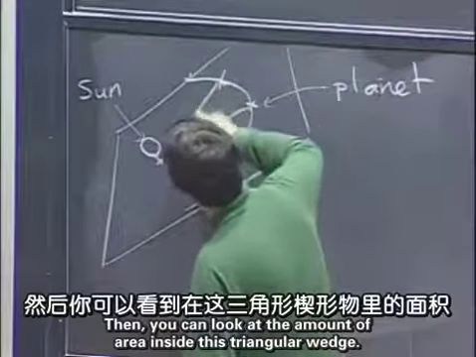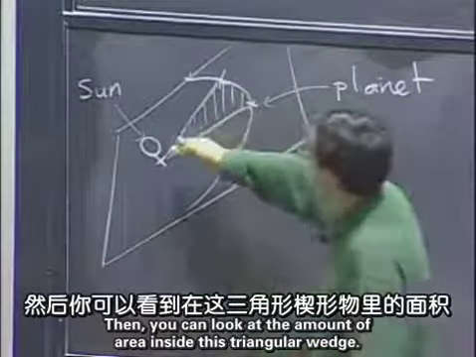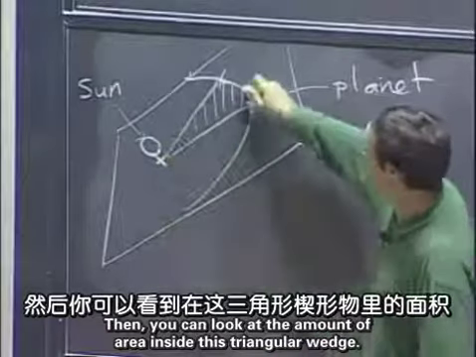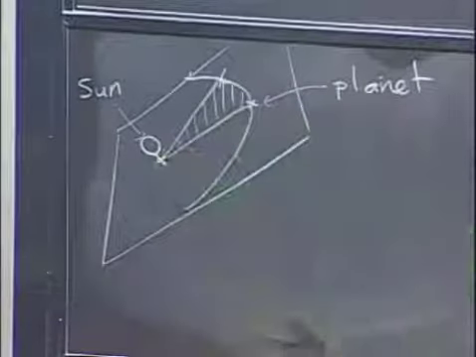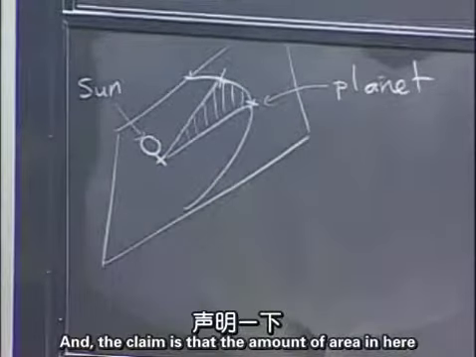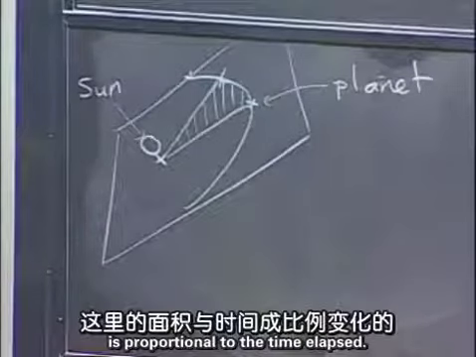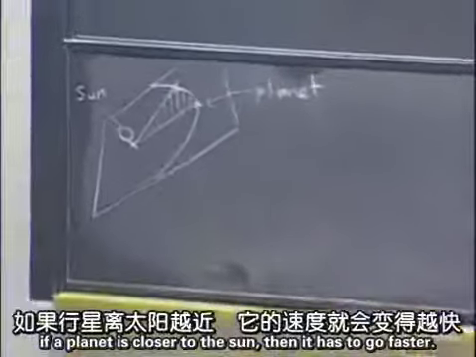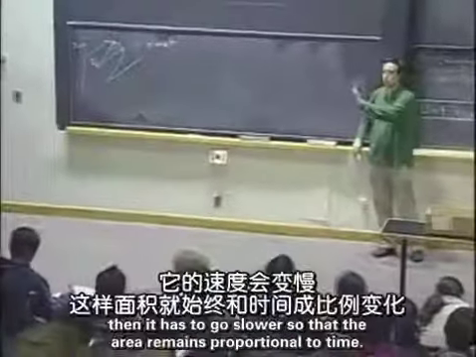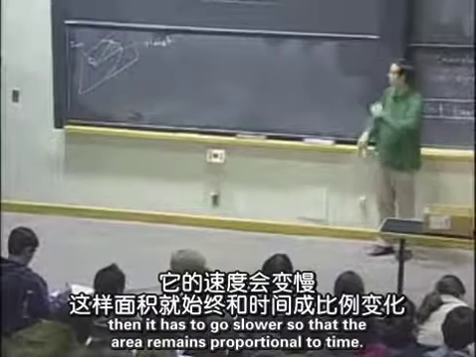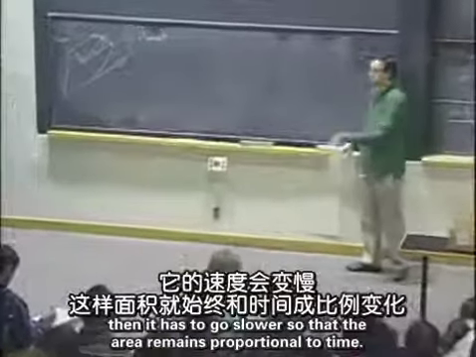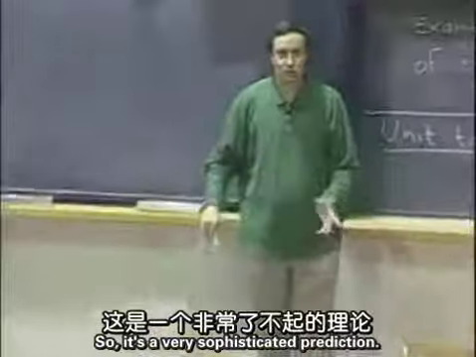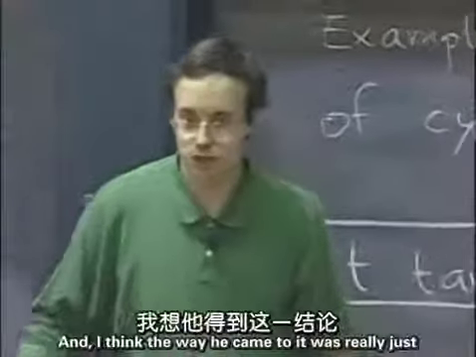Then you can look at the amount of area inside this triangular wedge. And the claim is that the amount of area in here is proportional to the time elapsed. So in particular, if the planet is closer to the sun, then it has to go faster. And if it's further away from the sun, then it has to go slower, so that the area remains proportional to time. So that's a very sophisticated prediction.